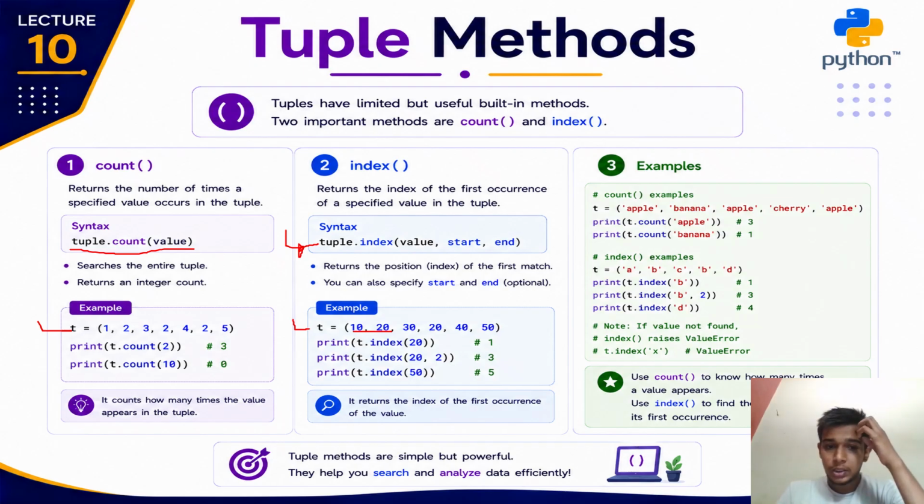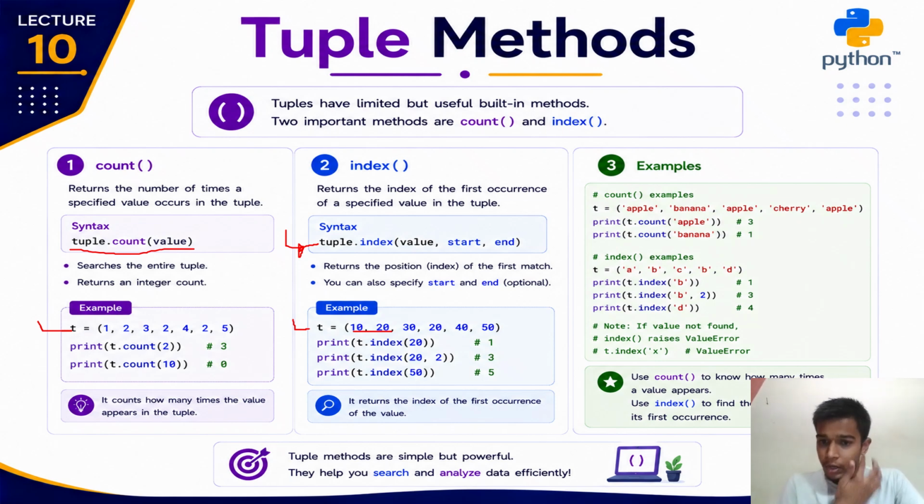Here the tuple contains fruits: apple, banana, again apple, cherry, and again apple. Now the count function is used for counting how many times apple is appearing in the tuple. So apple is appearing 3 times, so Python will return output 3. Similarly, the output for banana will be 1.